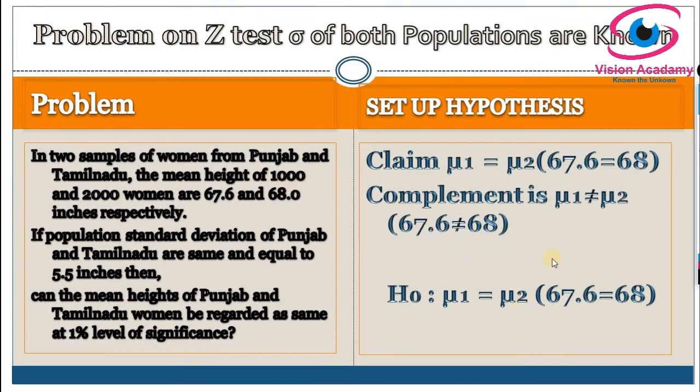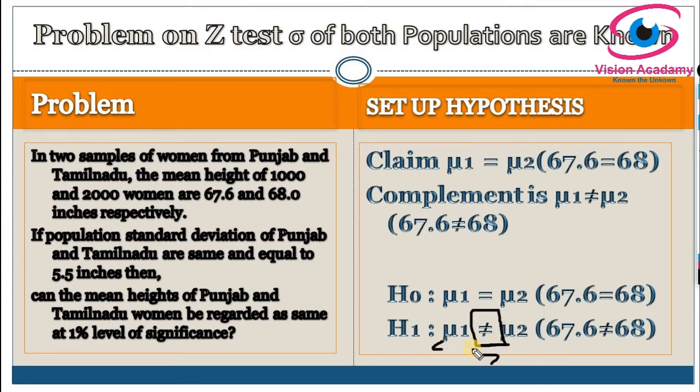And our alternative hypothesis would be the remaining complement, that is, mu1 is not equal to mu2. Which means the mean height of Punjab women is not equal to the mean height of Tamil Nadu women. So one thing is clear: since the alternative hypothesis is two-tailed, we will consider this case as a two-tailed test. It is not of the lesser than or greater than type. It is an equality sign, so we will consider this a two-tailed test.